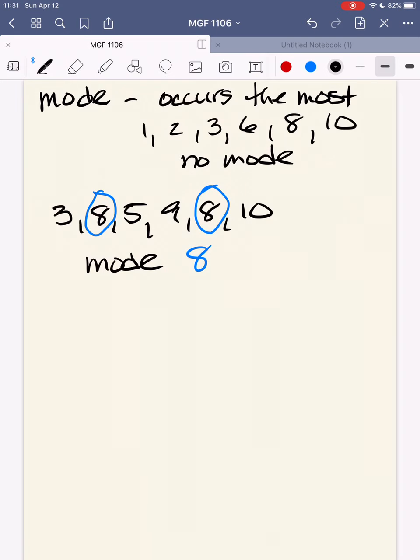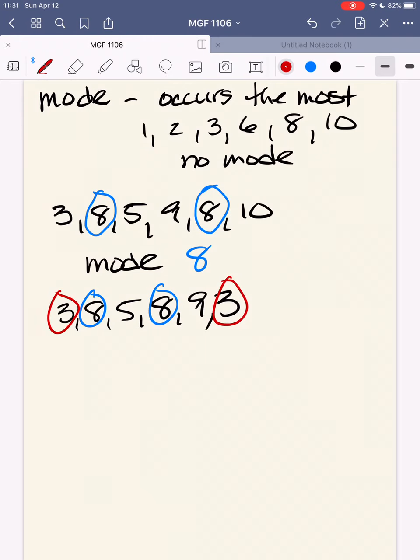If I have something that's a 3, 8, 5, 8, 9, 3, here, 8 also repeats twice. 3 also repeats twice. So my mode is 3 and 8. So it's possible to have more than one mode. Mode is really easy.